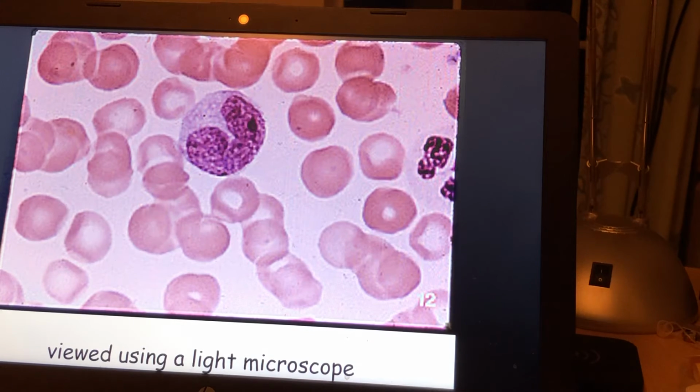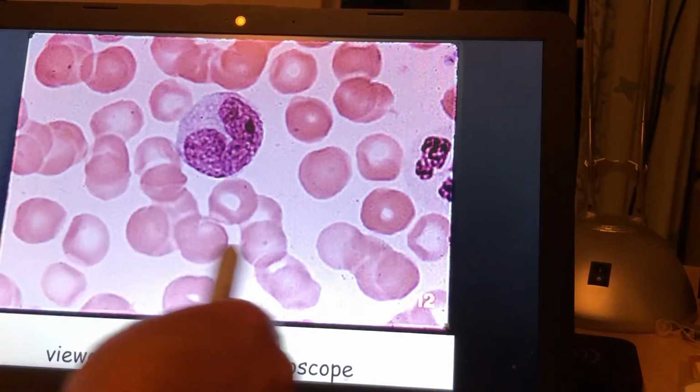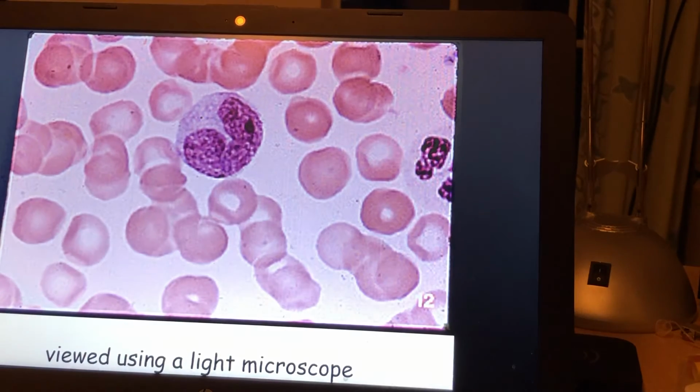Now, if we were in school, we'd be looking at slides of human blood. You're not allowed to look at your own blood for safety reasons, but there are slides that we can buy in, and so you'd have a chance to look at these, and this is what it would look like. These are the red blood cells here, and here we've got a white blood cell.